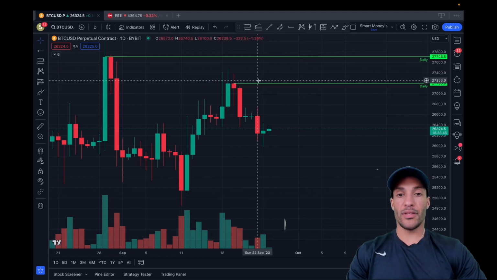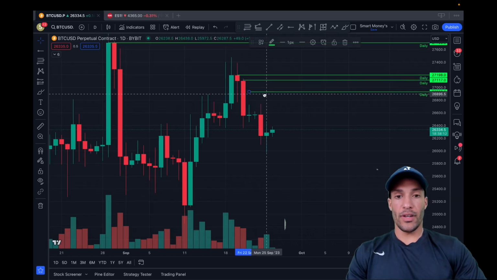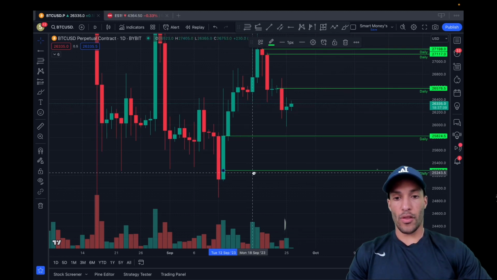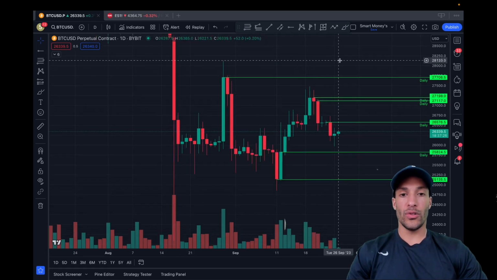Quick tip for the Mac users: if you want to duplicate these levels, you can just hover over the level, hold Command, and use 3-finger drag, and that will duplicate that level for you. We have another daily down here, another one here, and another one down here. Okay, so those are our local daily levels.